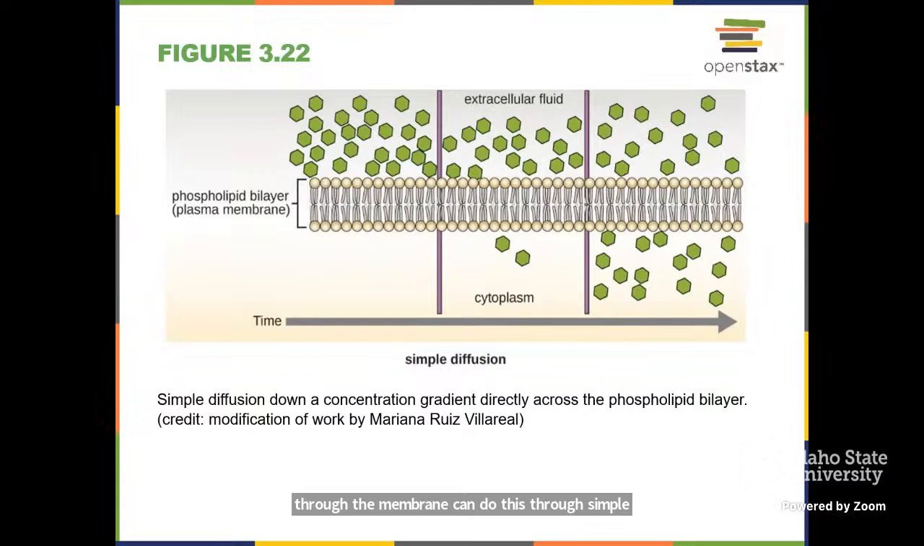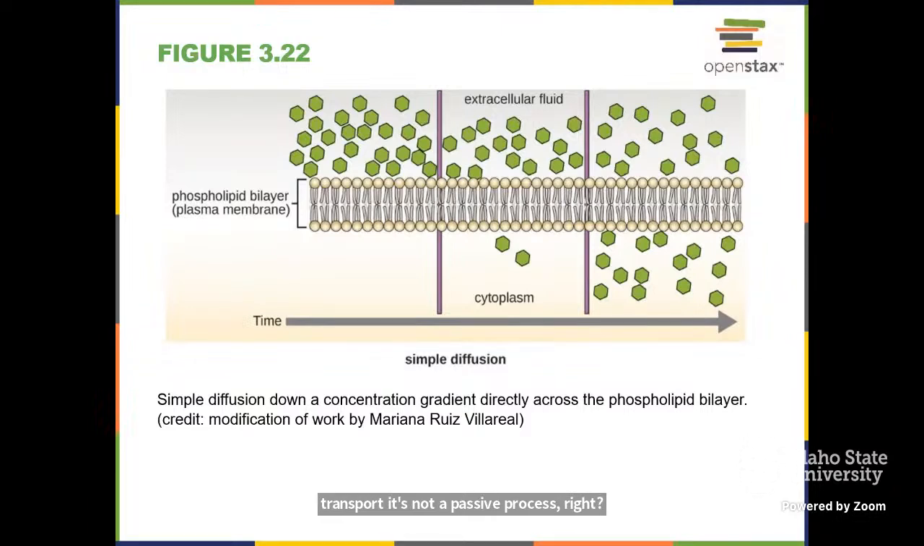Others that can't simply go right through the membrane may still move by diffusion, but we call it facilitated, and it's a protein channel, a pore in the membrane that allows them to move down their concentration gradient. Or maybe it's something that doesn't work that way, and we have to actually force it through, likely through a channel, but we use energy to do that, and we call that active transport. It's not a passive process, right? It's pushing things against their gradient.